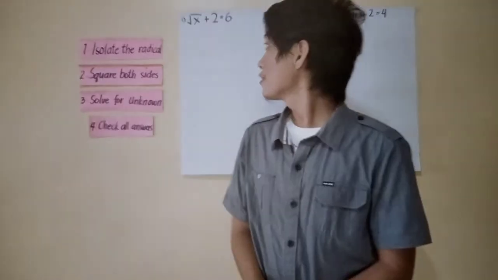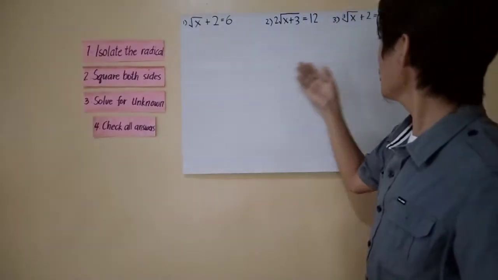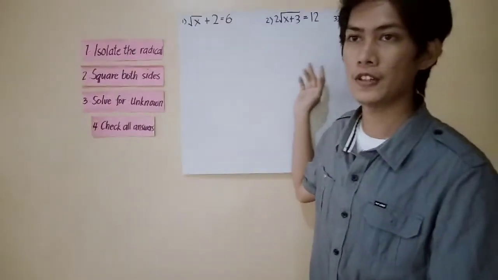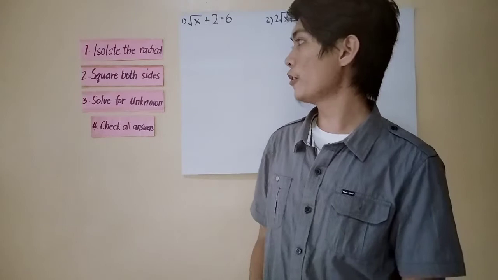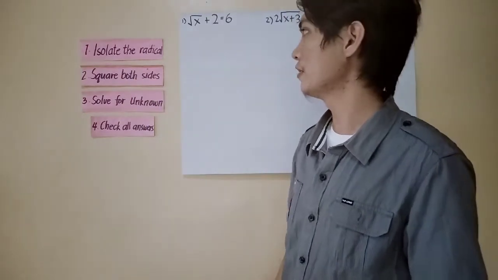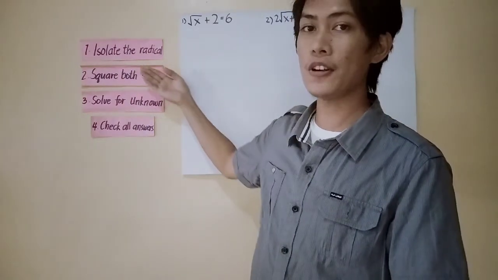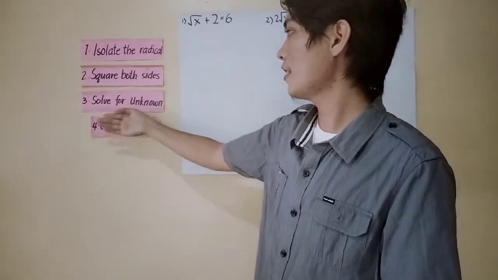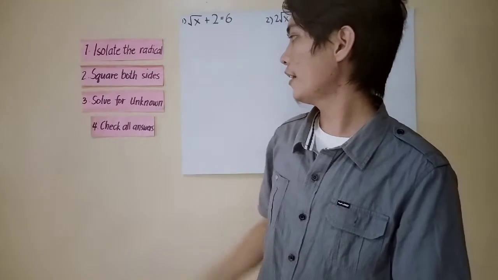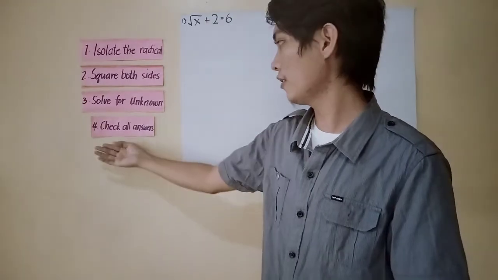So now we have 3 additional examples for us to solve. When solving radical equations, always remember the 4 steps. First is to isolate the radical. Second is to square both sides. Third is to solve for the unknown. And fourth is to always check all your answers.